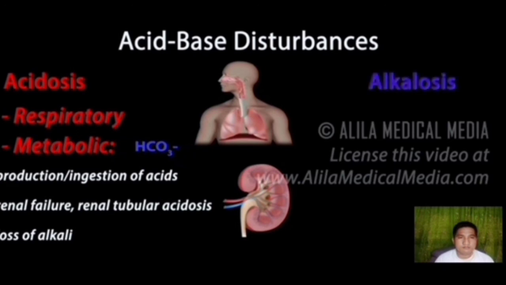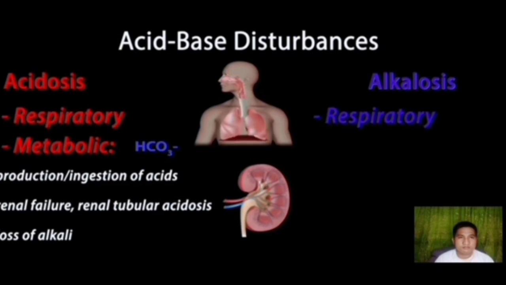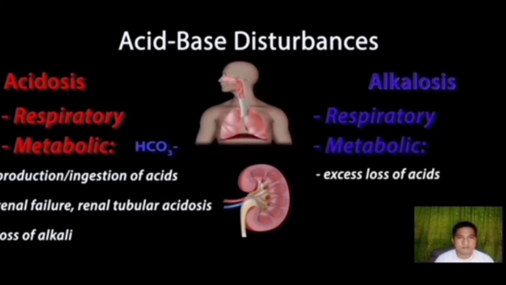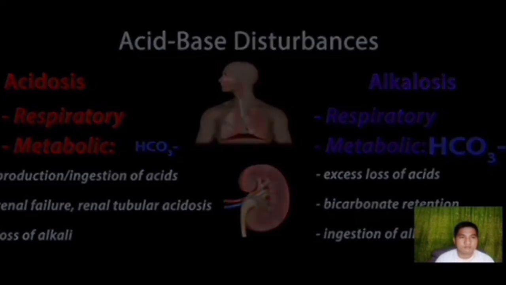Alkalosis can also be either respiratory or metabolic. Respiratory alkalosis is caused by increased ventilation, resulting in excessive exhalation of carbon dioxide. Metabolic alkalosis can result from excess loss of acids through the kidneys or gastrointestinal tract, bicarbonate retention, or ingestion of alkali. Metabolic alkalosis is characterized by primary increase in plasma bicarbonate.